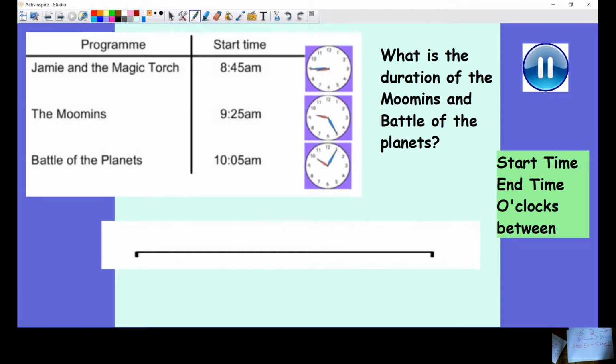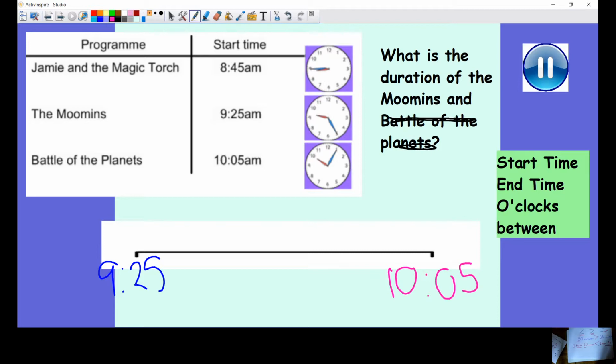This is now your chance to have a go. So I would want you to know what is the duration of Moomins. Let's have just the duration of Moomins, please. What is the duration of Moomins? Okay, press pause to complete this, and when you're ready, press play. Fantastic. Right, let's do our start time. Our start time for the Moomins is, you should have written down 9:25. The end time is what? 10:05.